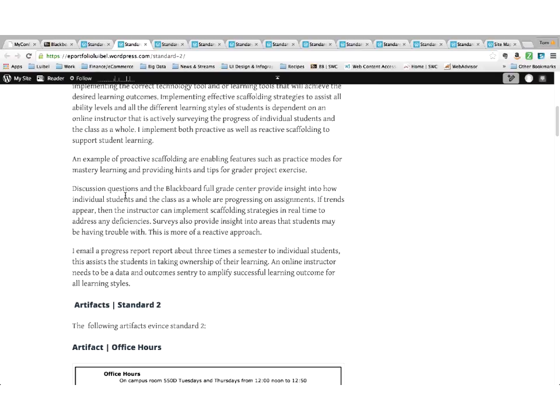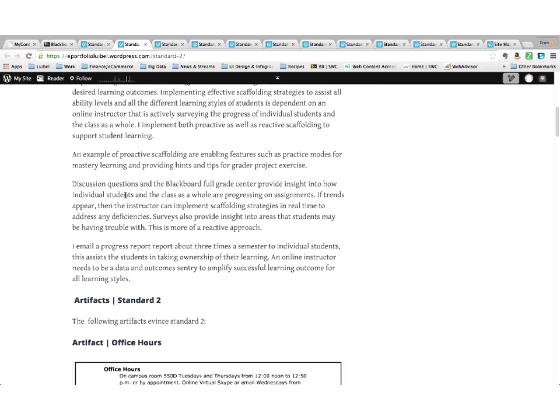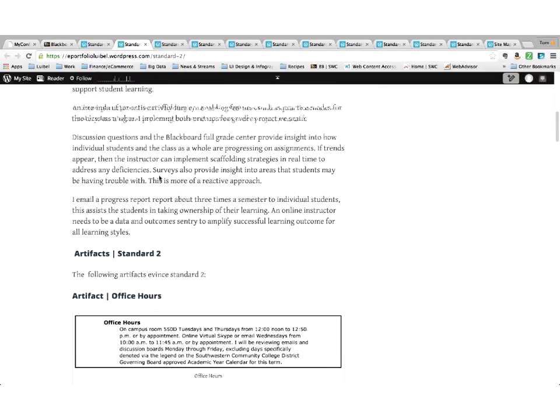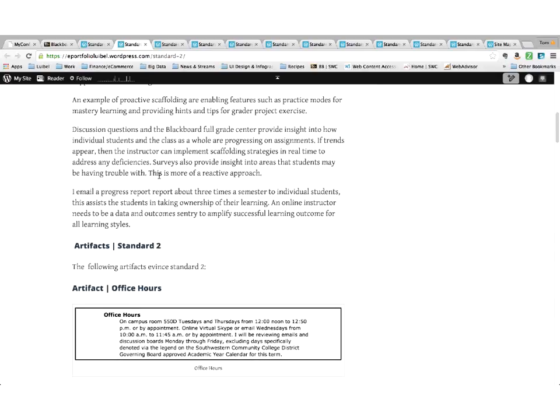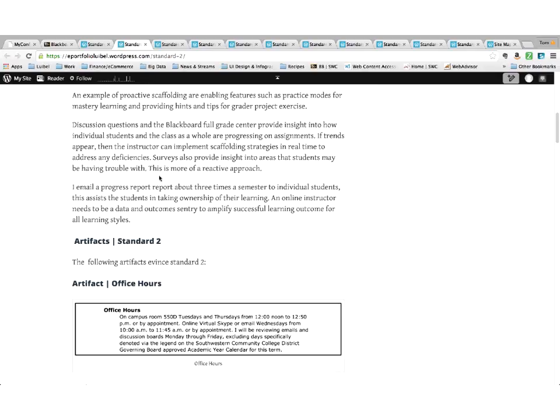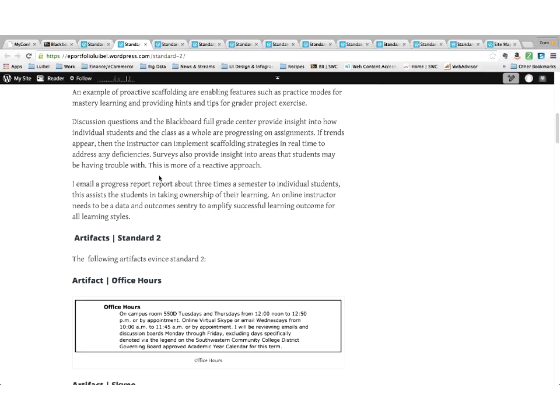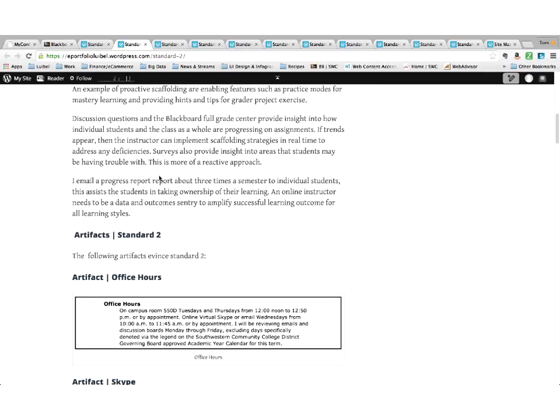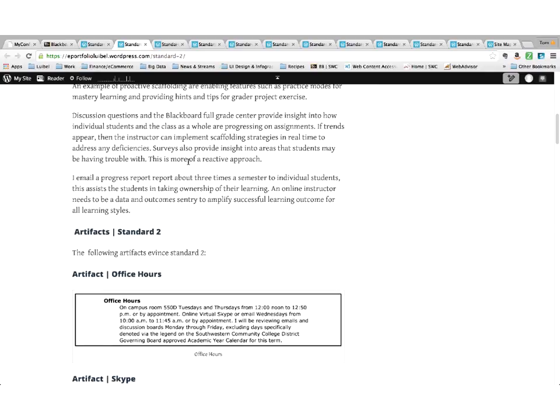So an example of proactive scaffolding would be enabling features such as practice modes for mastery learning and providing hints and tips for grader projects. Discussion questions in the Blackboard Full Grade Center provide insight on how individual students and the class as a whole are progressing. So I look at this. If trends appear, then the instructor can implement scaffolding strategies in real time to address any deficiencies.